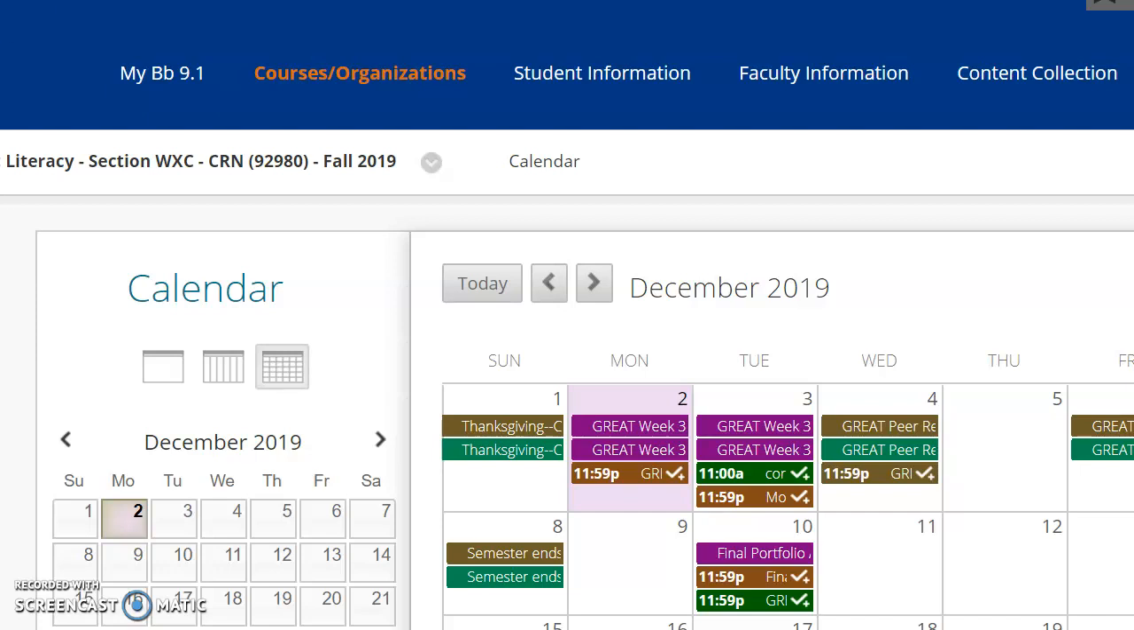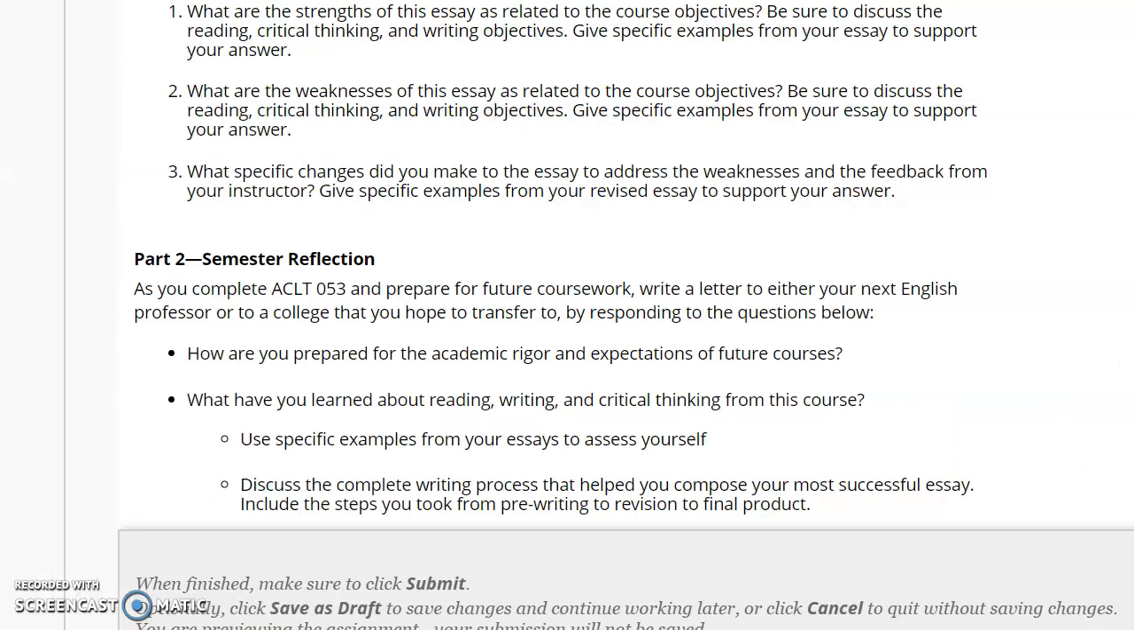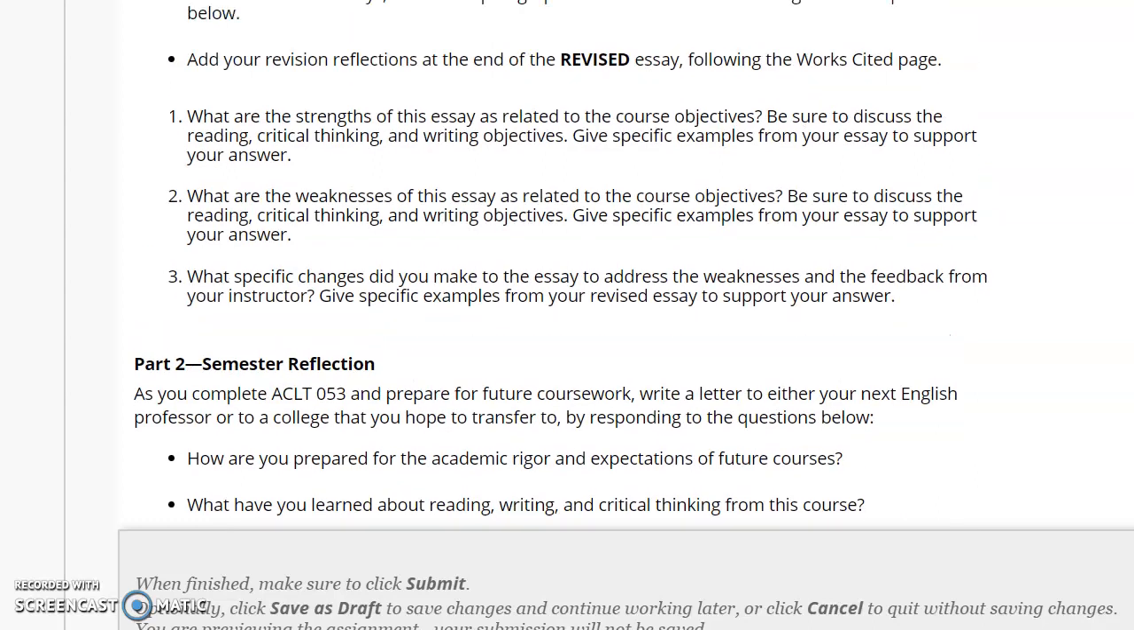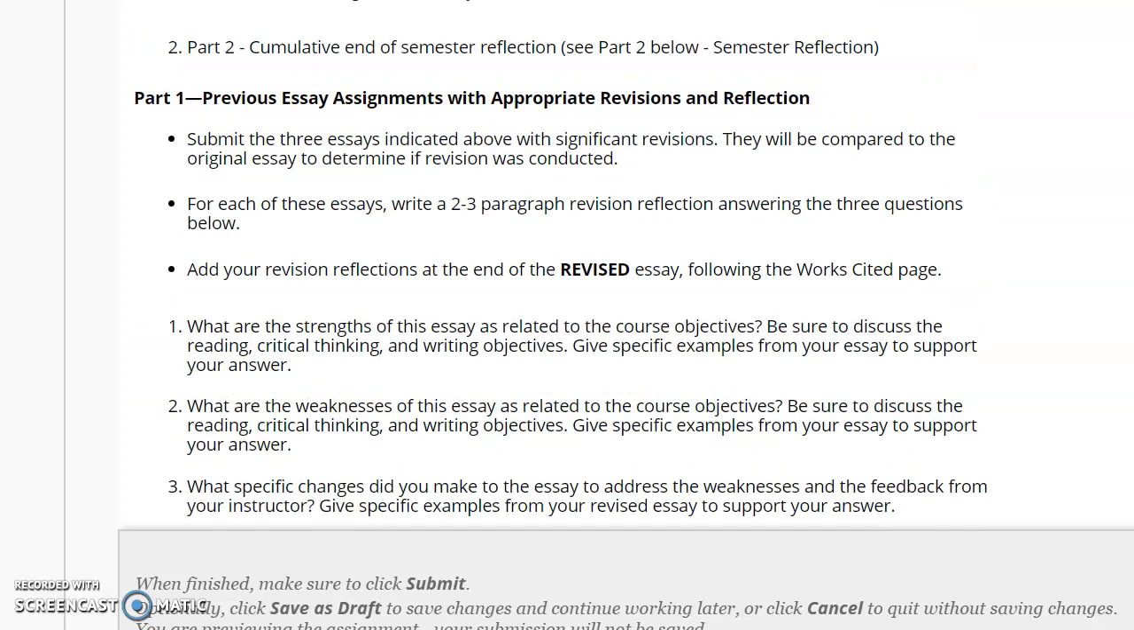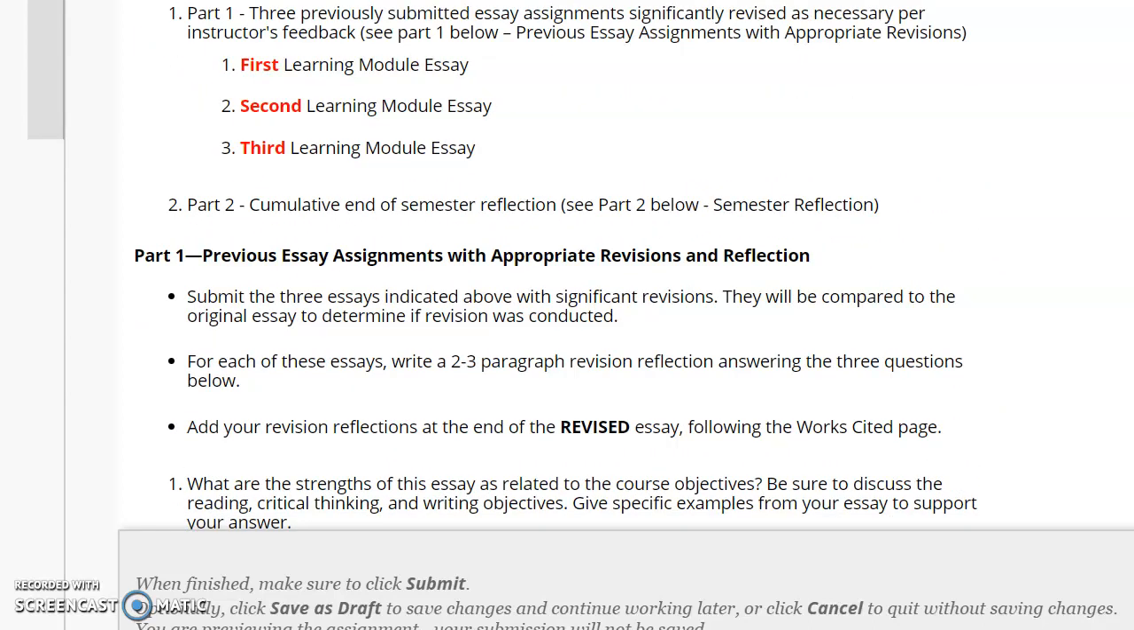Let's take a look at the requirements for this end-of-year portfolio. You will be presenting and uploading to assignments 3 of your previously written essays that were significantly revised. So the first essay from the first learning module, the second essay from the second learning module, and the third essay from the third learning module. Your essay from the fourth learning module, the grade module, will not be included in this portfolio.